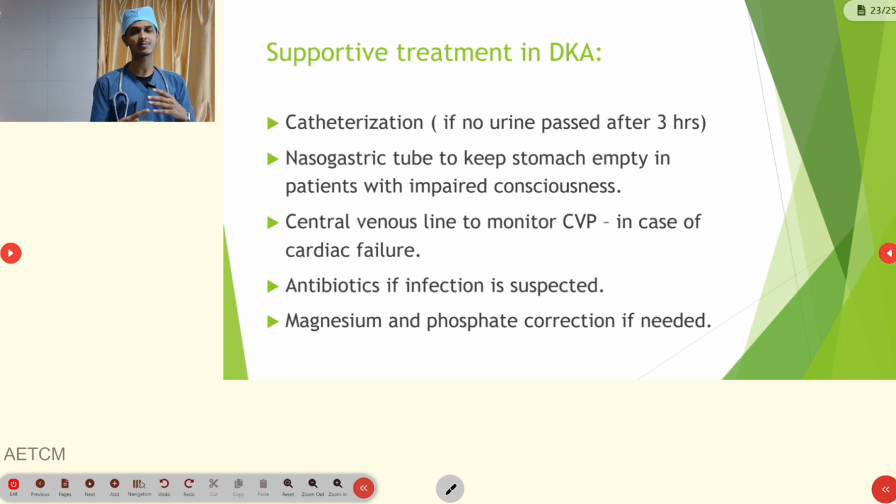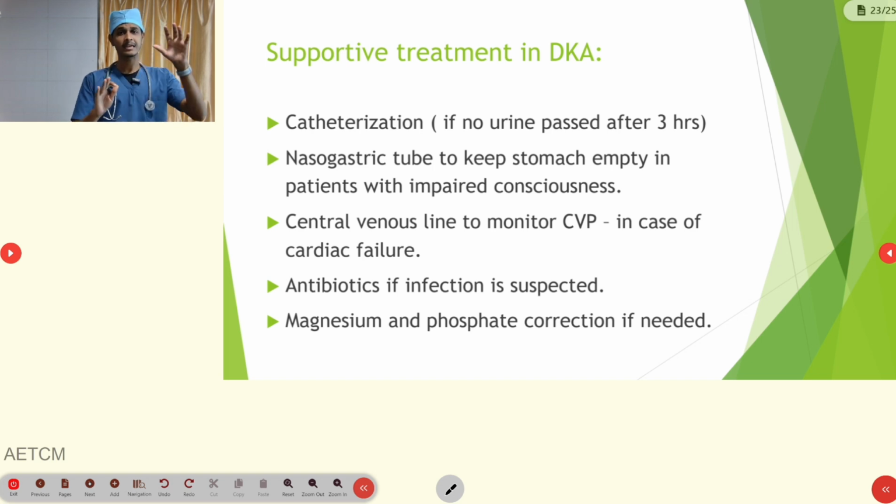So what are the supportive measures? You have to strictly monitor the input and output, and check the nasogastric tube. If the person is unconscious you have to go with the nasogastric tube, and central venous access to monitor fluid overload, and central venous pressure. And then antibiotics: if prophylactic antibiotics are needed, you have to go with them. Magnesium and phosphate correction also should be there.